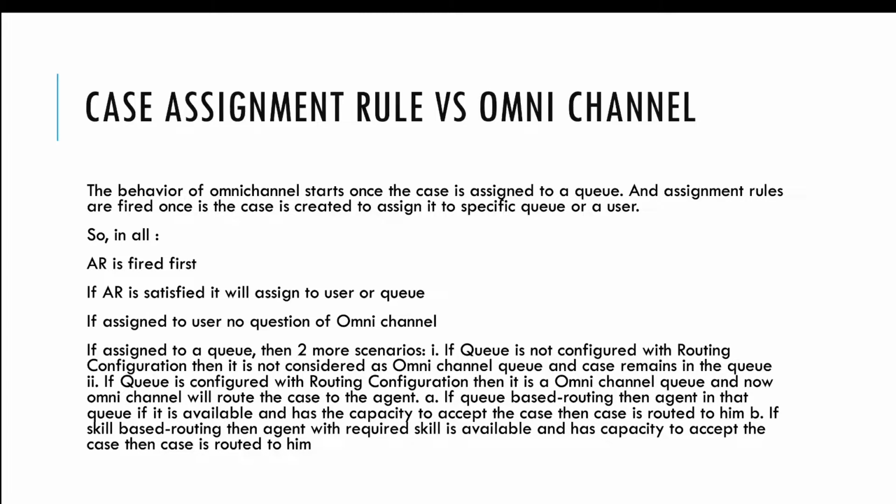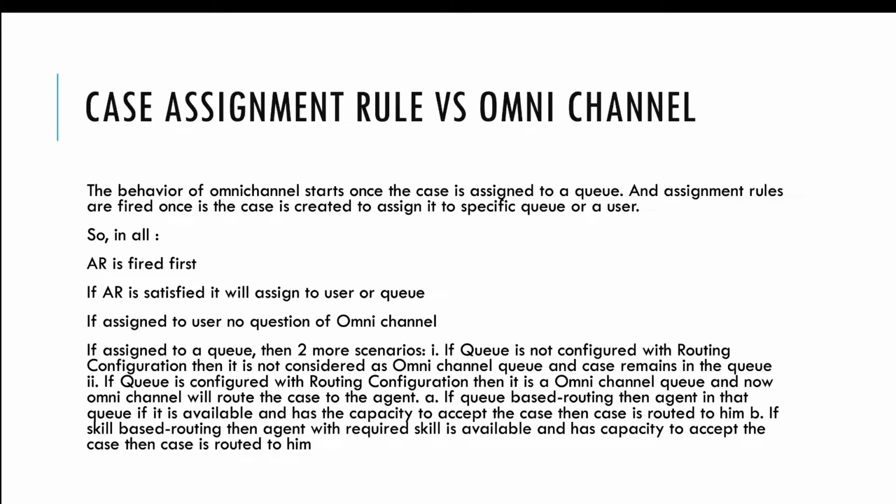So overall, assignment rule is fired first. If AR is satisfied, it will be assigned to a user or a queue. If assigned to a user, then no question of omni-channel. Then omni-channel will not work because it has already been assigned to a user. But if it is assigned to a queue, then there are two more scenarios.